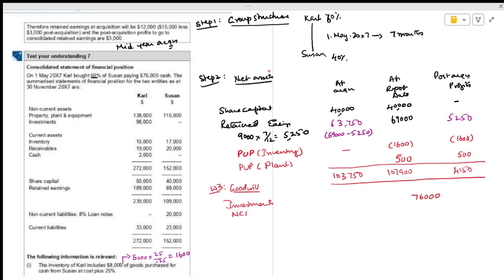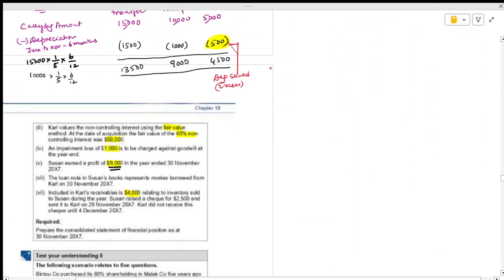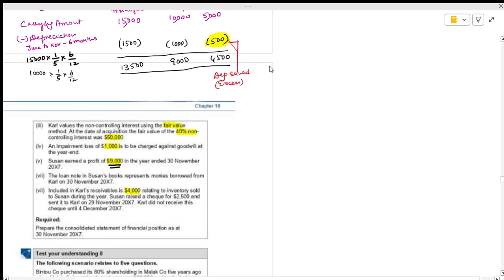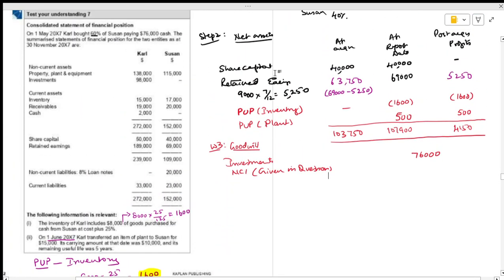NCI is given in the question. Point number 3, 40%. How much? 50,000. NCI is 50,000. It comes to 126. NCI at acquisition.